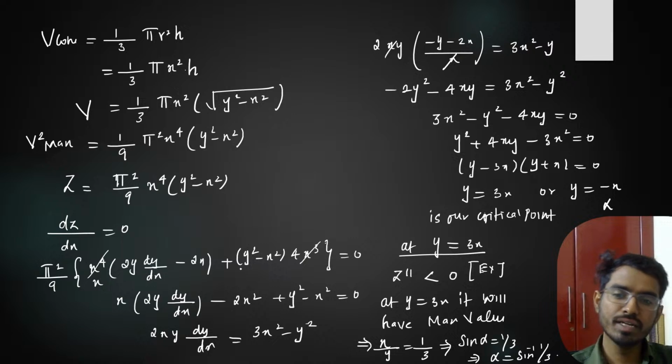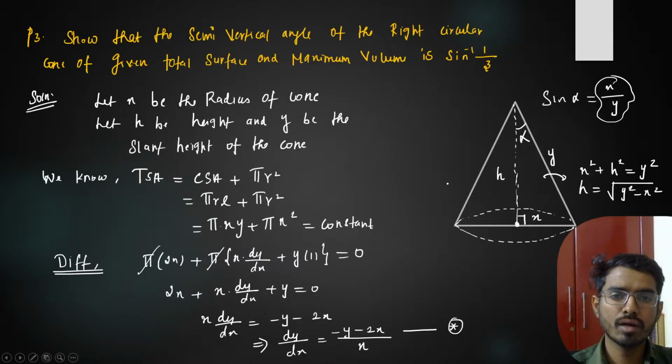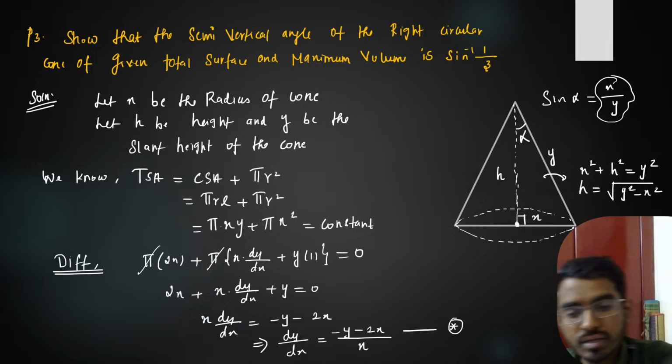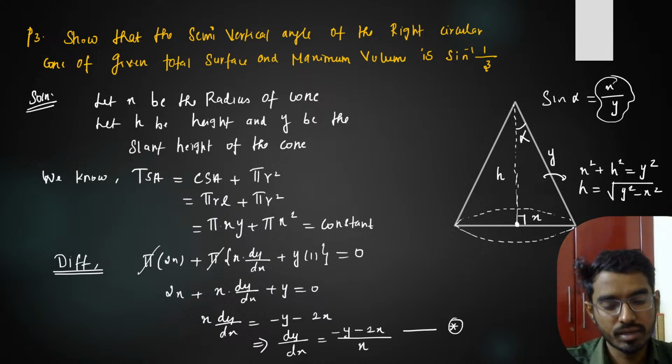That is, you differentiate this once again, you substitute y is equal to 3x, and you show that the value is less than 0. That's it. We can move on to the next problem. Here the total surface area is given. That cone will have a maximum volume when the semi-vertical angle is sine inverse of 1 by 3, right?